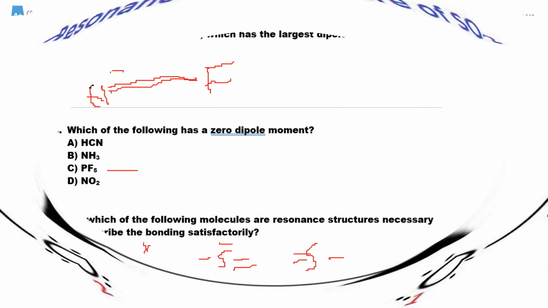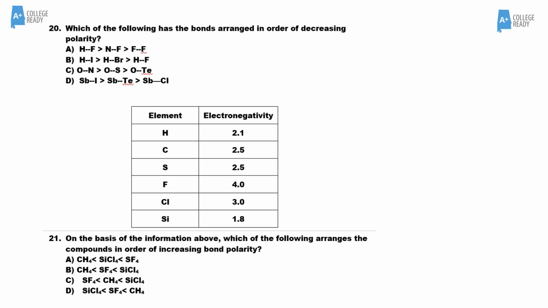So both are okay. For number 20, we want to start in order of decreasing polarity. So we want the one that is the most polar first and goes to the least polar. So B is a good choice if you didn't read directions. That's actually going from least polar to most polar. A here is the answer because you're going from a very, very polar bond, HF, down to an FF bond, which has a dipole moment of 0.